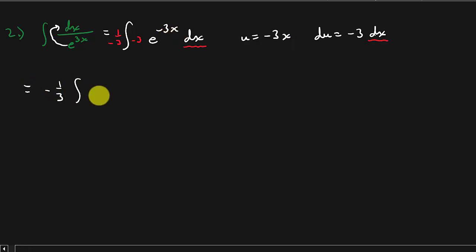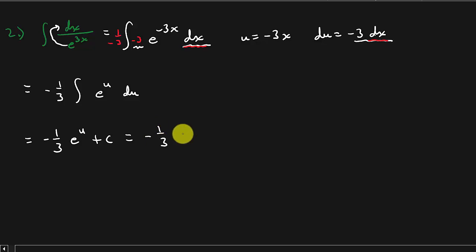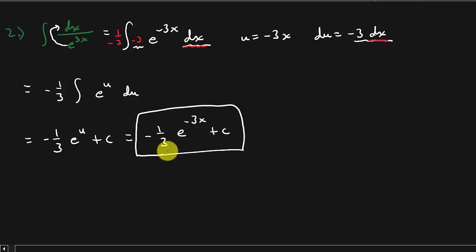Now the negative 3x, I'm going to replace that with u, and then the negative 3 dx, see, negative 3 dx, that's du. And so now I get negative 1/3 e to the u plus c, and then I have to take the negative 3x and put it back in the place of u, so that's going to be negative 1/3 e to the negative 3x plus c. And there's your answer. So far, pretty easy, not bad.